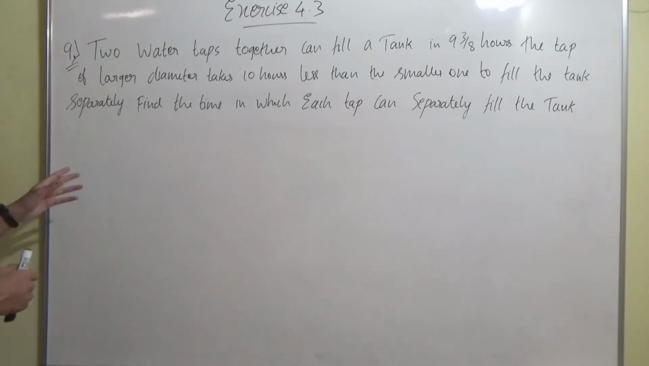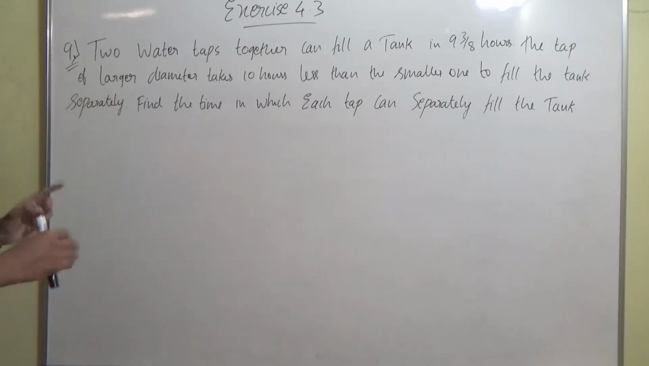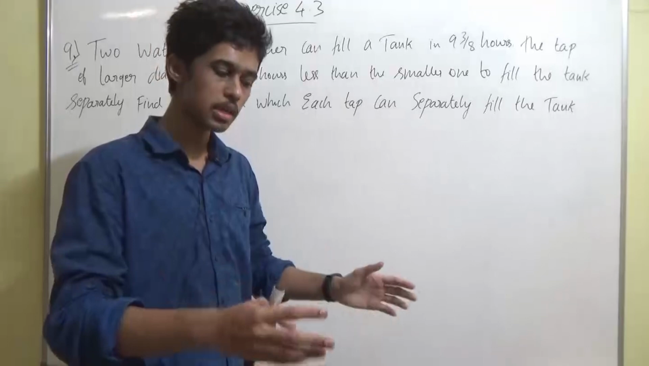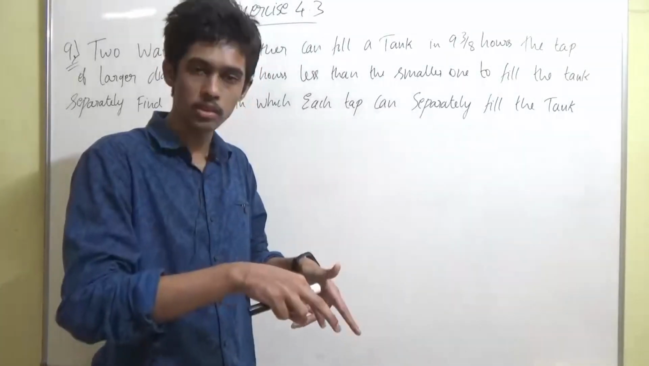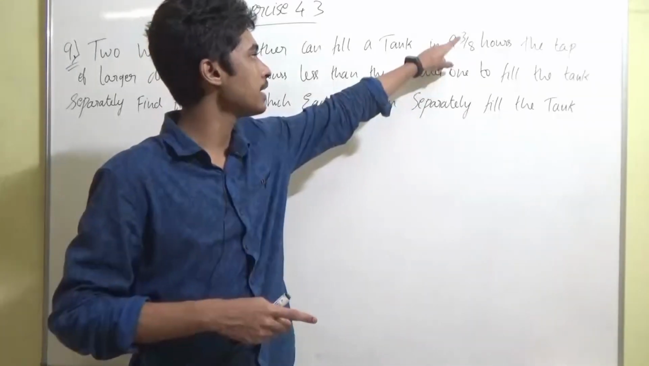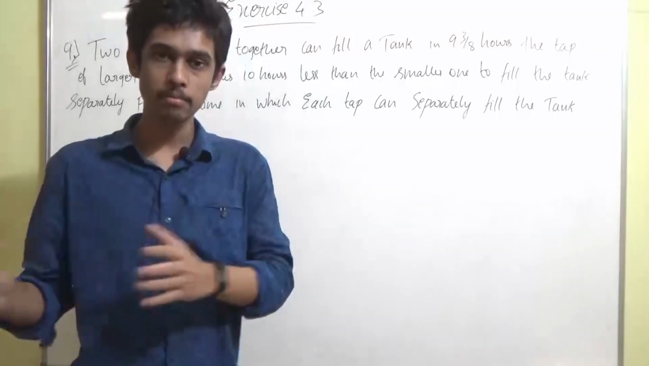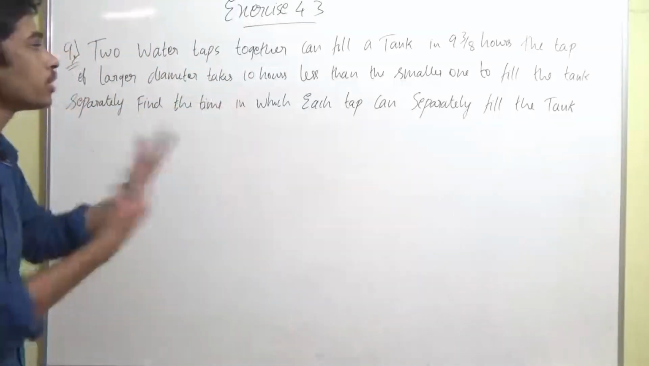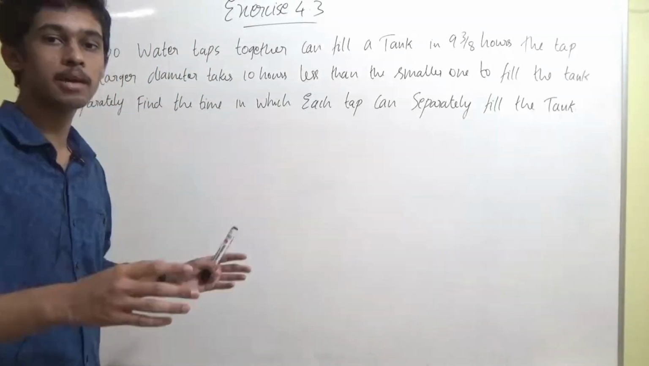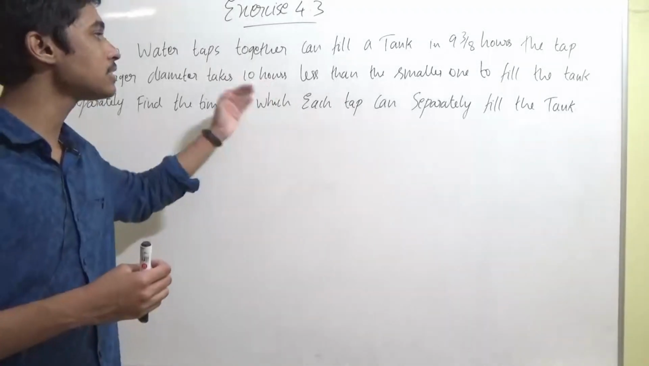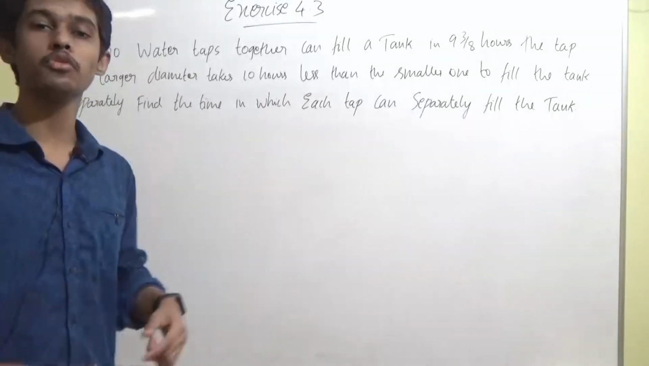Getting it? Now one more condition they have given is the tap of larger diameter takes 10 hours less than the smaller one to fill the tank separately. The 9 3 by 8 hours is together. If you keep a tank and above that there are two taps, and you open them both simultaneously, it's going to take 9 3 by 8 hours. But for example, let's take the same size of tank, one more tank, and open only the larger tap. Then it's going to take 10 hours less, because larger tap means it's going to give you more water than the smaller tap. The diameter is more, so it's going to take 10 hours less than the time required by the smaller tap to fill that tank.